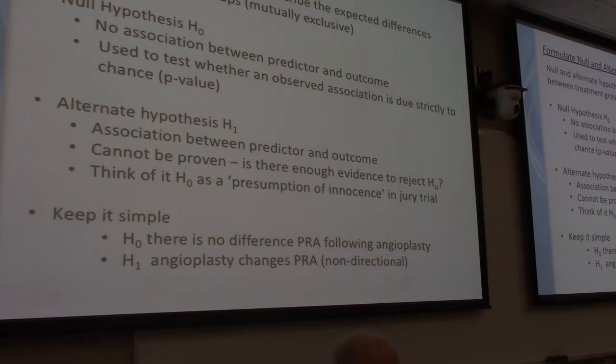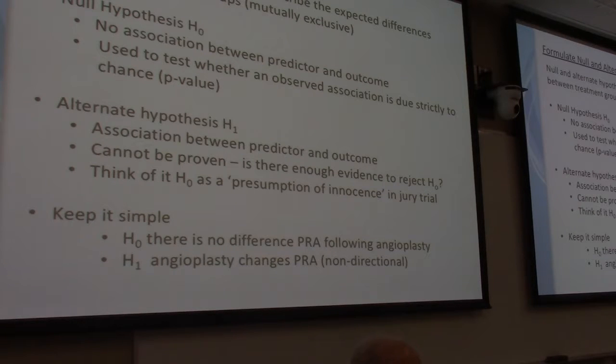The null hypothesis will require us to specify a particular probability distribution because we want to calculate a probability of a certain event. We also have an alternate hypothesis, which is just the opposite: there is an association between the predictor and outcome. You cannot prove an alternate hypothesis. All you can say is there's enough evidence to reject your null hypothesis. As I mentioned the other day, just think of it as the presumption of innocence in a jury trial. It's unprovable.